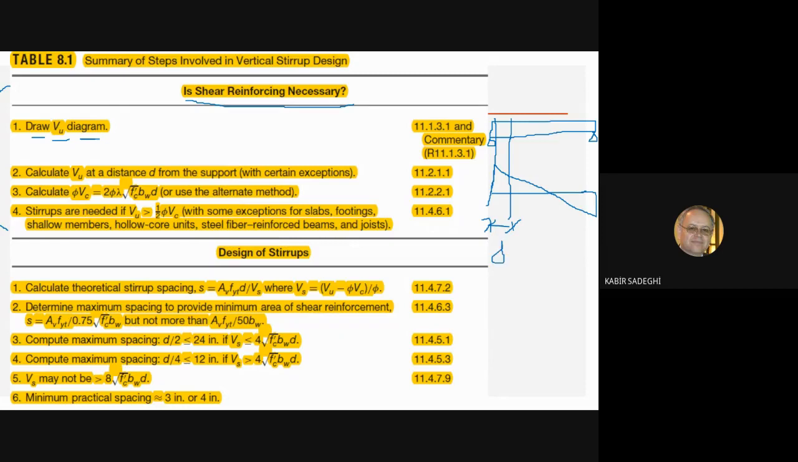Because the cracks happen from there. Therefore, we consider this one as VU or VU max, not this one at the support. Calculate VU at the distance D from the support, as I mentioned to you.